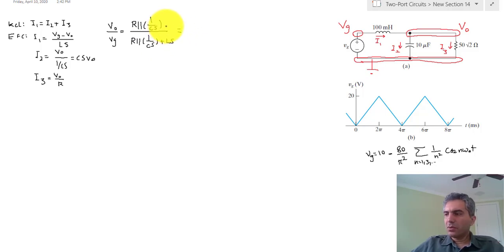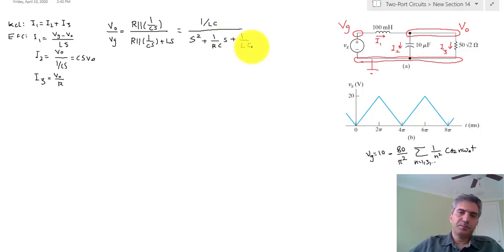Now if you do all that calculation, the result is going to look like this: 1 over LC divided by s² plus 1 over RC s plus 1 over LC. Now if you put the values in there, this is the function that you're going to end up getting.